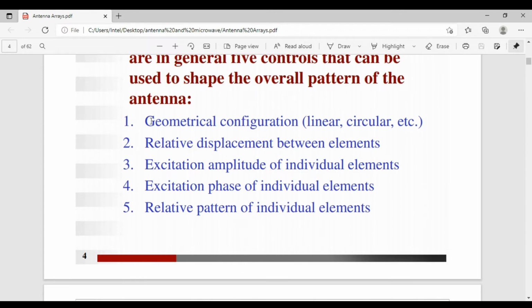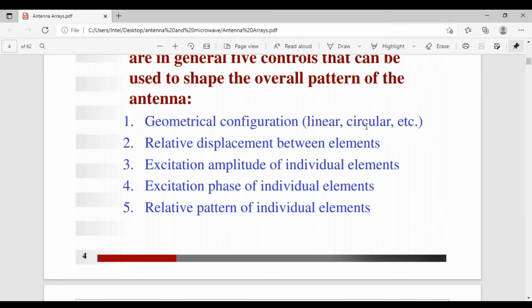Geometrical configuration is how the arrays are located, for example in a linear manner, in a line. The spacing between the antennas should also be the same, and every antenna should be excited by the same amplitude. That is geometrical configuration, the linear array.